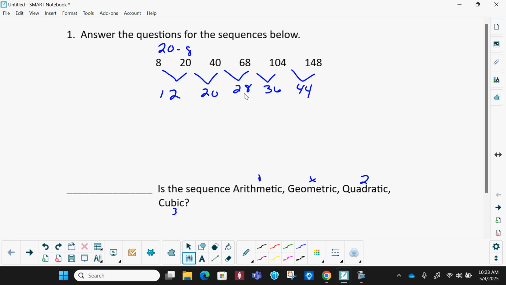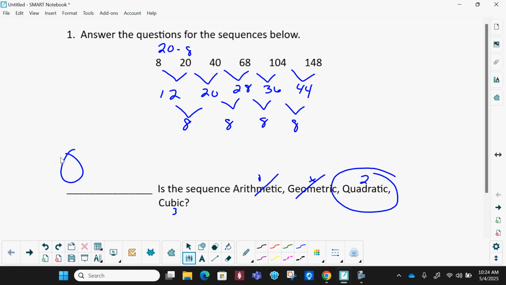And notice here, we do not have any of the same. By the way, geometric, can I multiply anything by 8 to get 20? No. So now we're going to go the next line. 20 minus 12 is 8. 8, 8, and 8. So this thing here is quadratic.